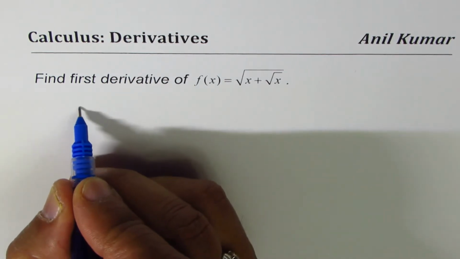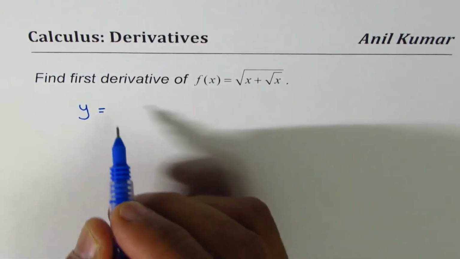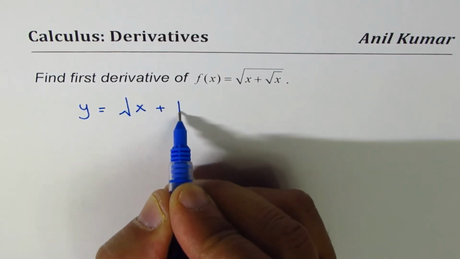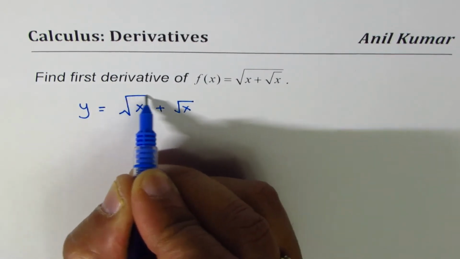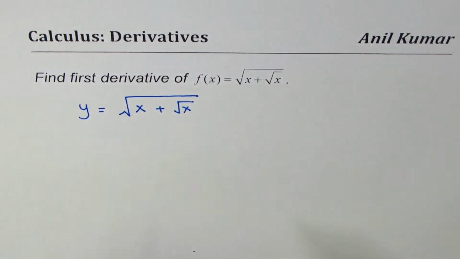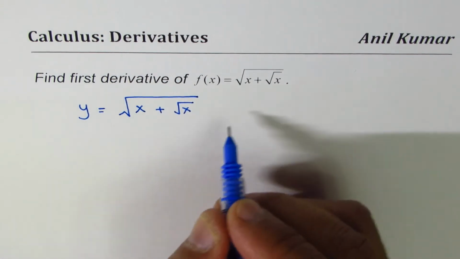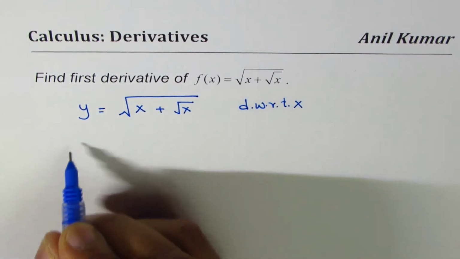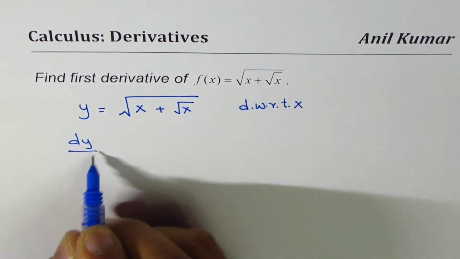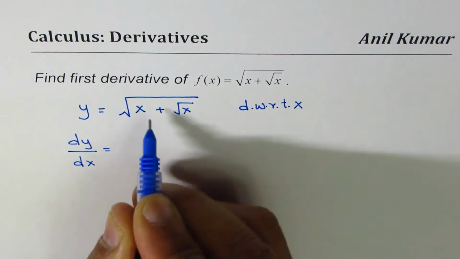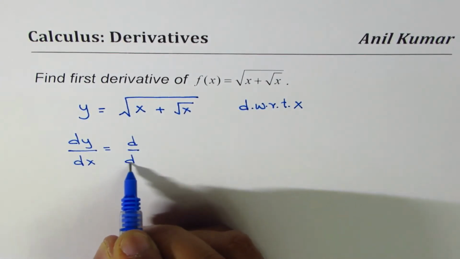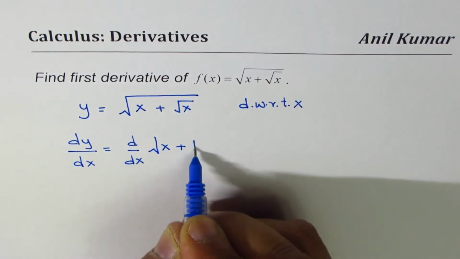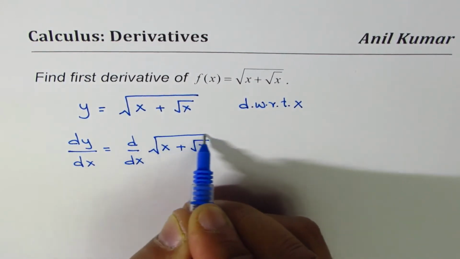First, let me write this as y equals to f of x, as you know, is the y value, square root of x plus square root of x, and both are under square root like this. Finding derivative means we need to differentiate with respect to x, right? That is to find dy dx. So dy dx of the whole thing will be d dx of the whole thing, which is square root of x plus square root of x, both within the square root, right?